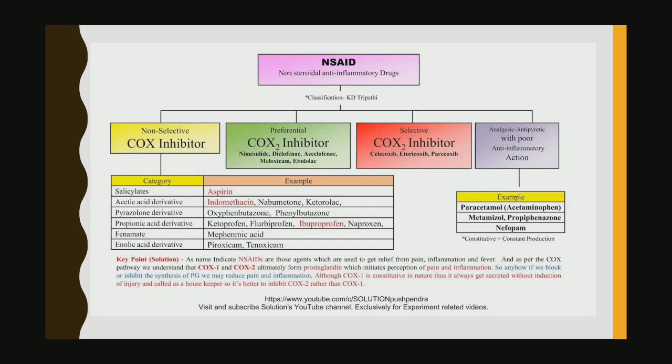And the last and very important classification is the analgesic with poor anti-inflammatory action. The example in this is paracetamol, which has a very important usage in dental practice, especially in the case of children.